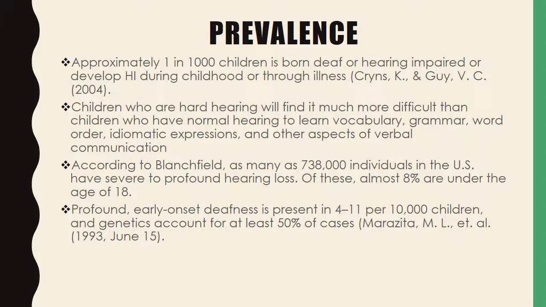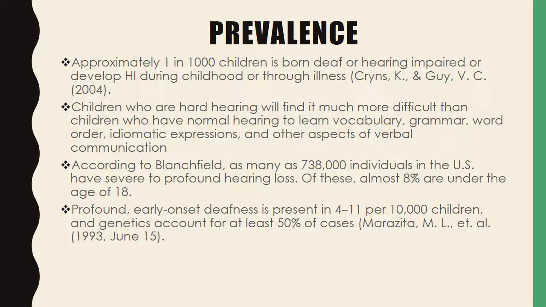Prevalence. Approximately 1 in every 1,000 children are born deaf or HI, hearing impaired, or develop HI during childhood or through illness. Children who are hard of hearing will find it much more difficult than children who have normal hearing to learn vocabulary, grammar, word order, and other aspects of communication.